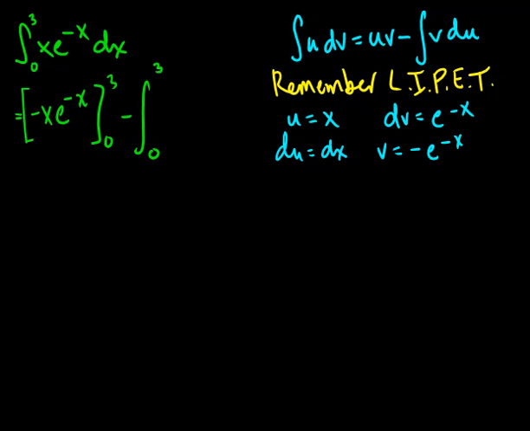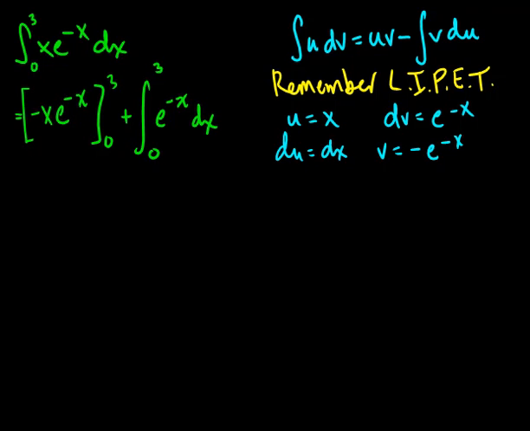And we're going to subtract from that the integral from 0 to 3 of v du, which turns out to be negative e to the negative x dx. Now that negative in front of the e to the negative x has got to come out, and that will change the sign to positive. So this would be the first step when we're doing a definite integral. We wrap the uv, or the negative x e to the negative x, in brackets and evaluate that at 3 minus evaluate it at 0.